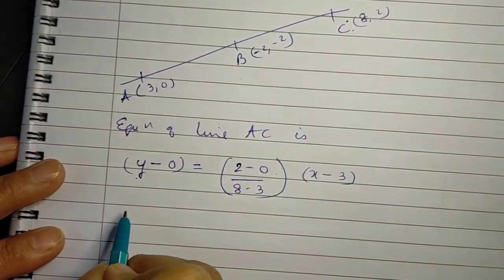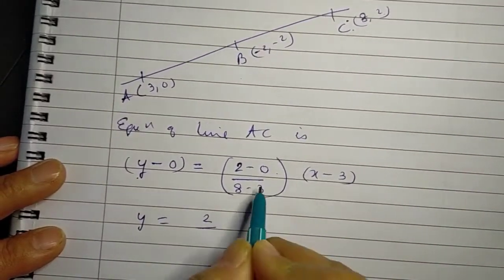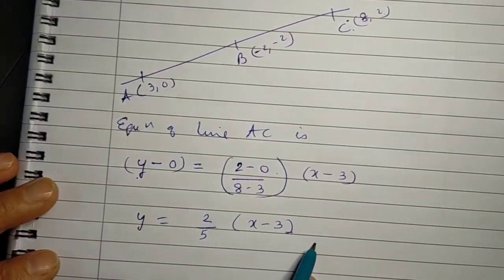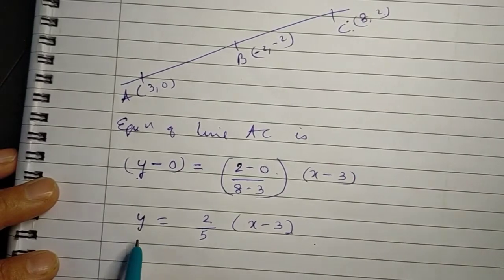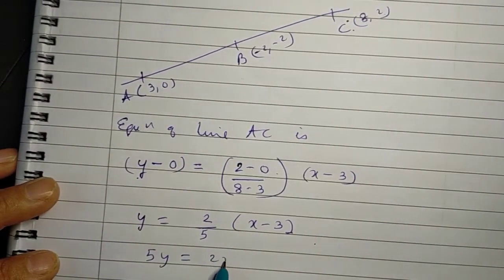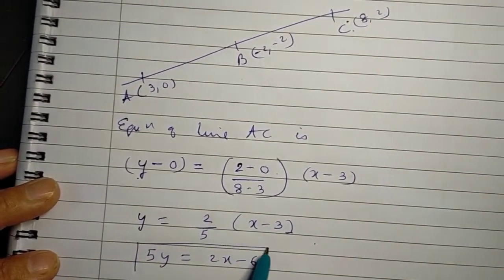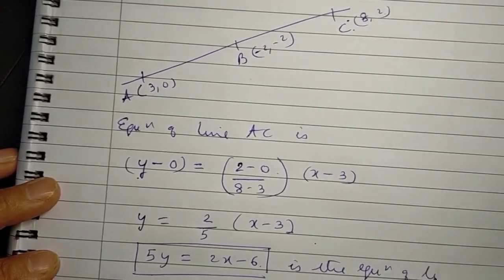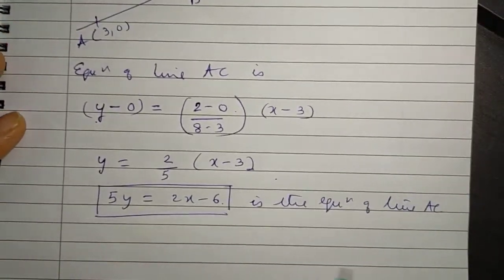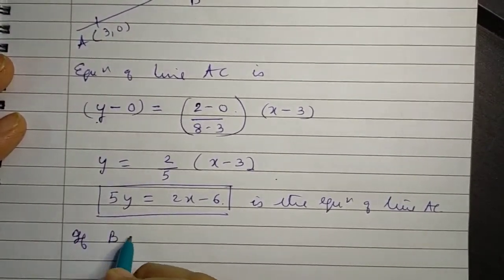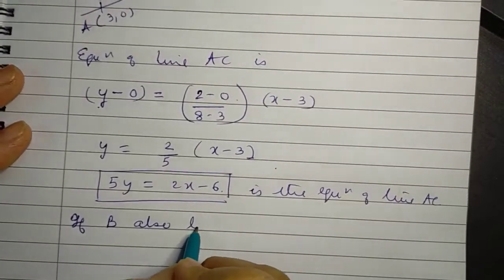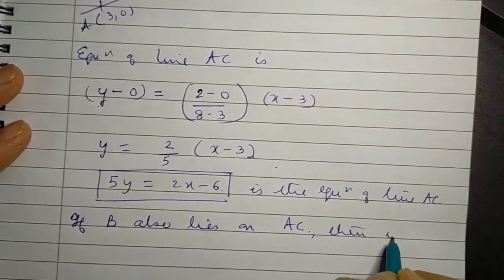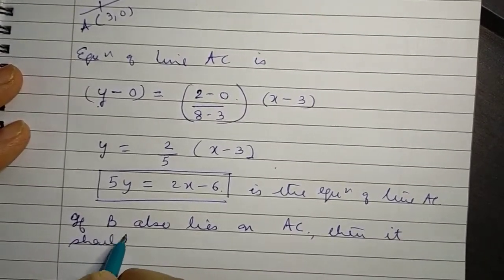Okay, so simplifying we get y is equal to 2 upon 5 times (x minus 3) is the required equation. Or you can simplify further, 5y equal to 2x minus 6, is the equation of line AC.